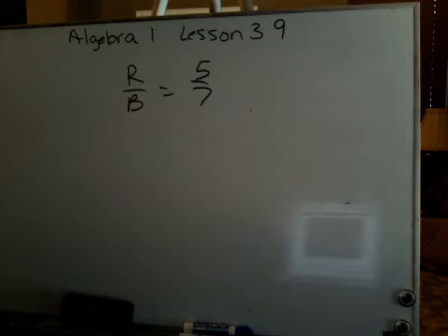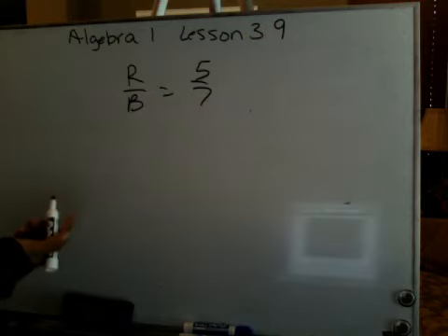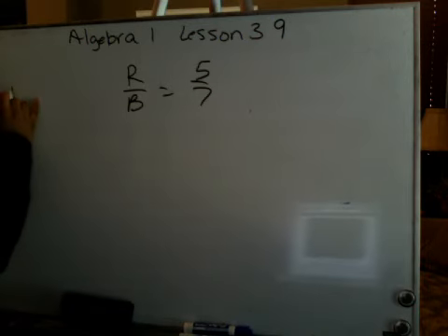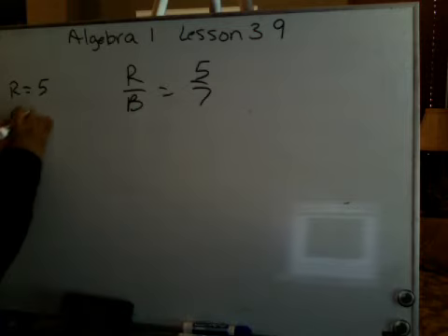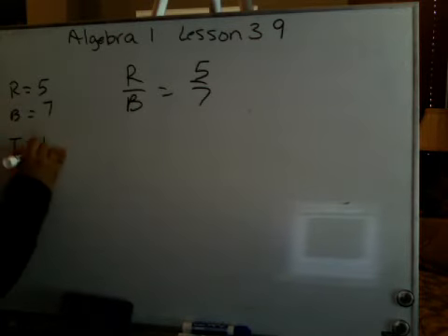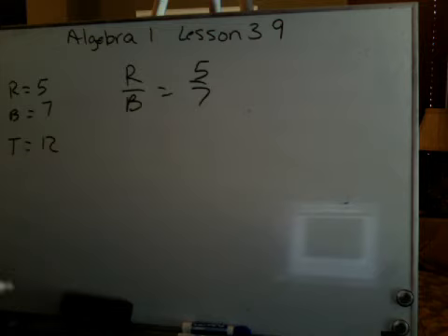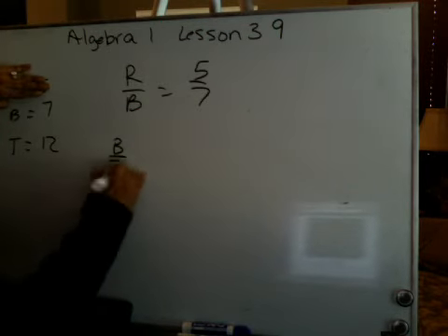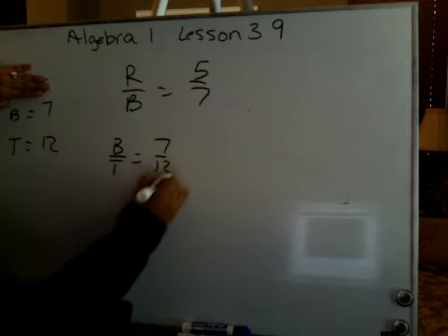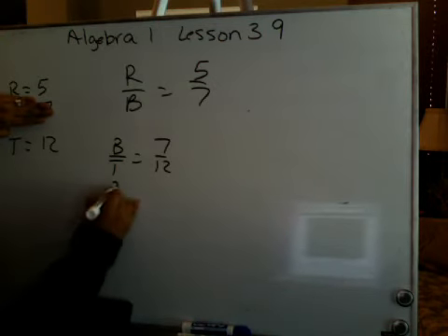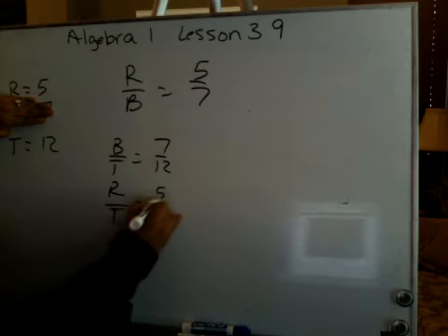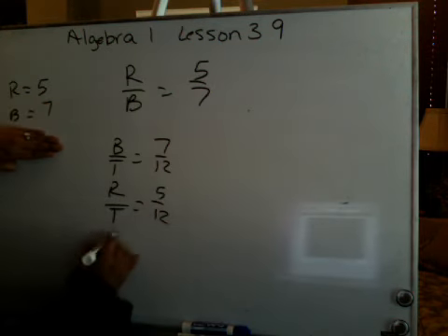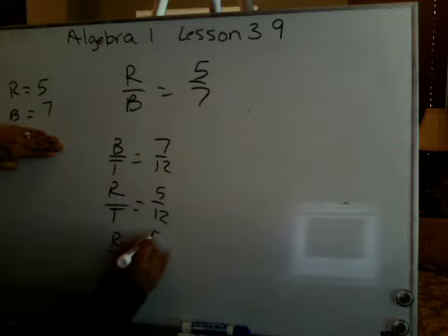It says first you have to write the information given, which we said there's red, there's 5, blue, there's 7, and in total there's 12, right? 5 plus 7 is 12. And then we use the cover-up method to write 3 equations. So basically what they're saying is you're going to do this and say b to t equals 7 to 12. Cover up the middle one and say r to t equals 5 to 12. Cover up this one and say r to b is equal to 5 to 7.